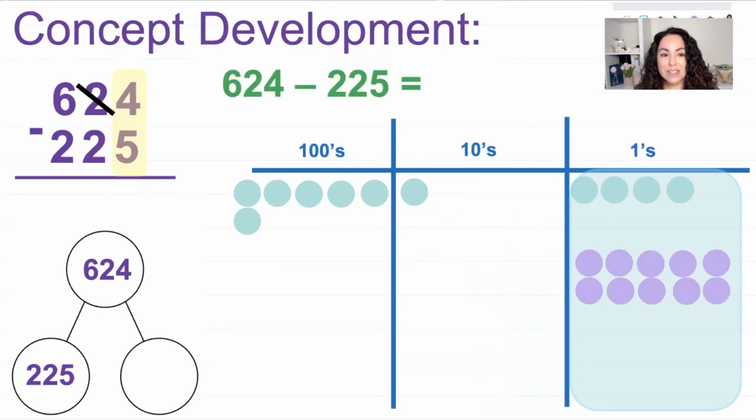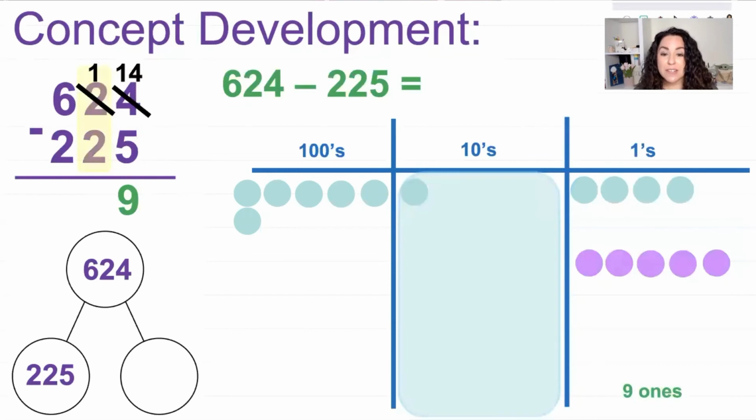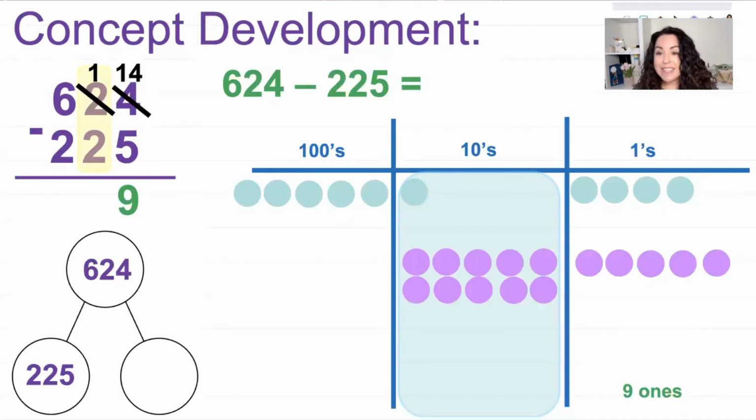So let's see what that looks like on the algorithm. Instead of 2 tens, I have 1 ten left. And instead of 4 ones, I have 14 ones. So 14 take away 5 is 9 ones. Okay, now let's look at our tens. I have 1 ten and I want to take away 2. I have more on the floor, so we're going to go next door and we're going to get 10 more. And now on the algorithm, I no longer have 600s, I have 500s. I no longer have 1 ten, I have 11 tens, and now we're ready to subtract 2. So there they go, and now I'm left with 9 tens.